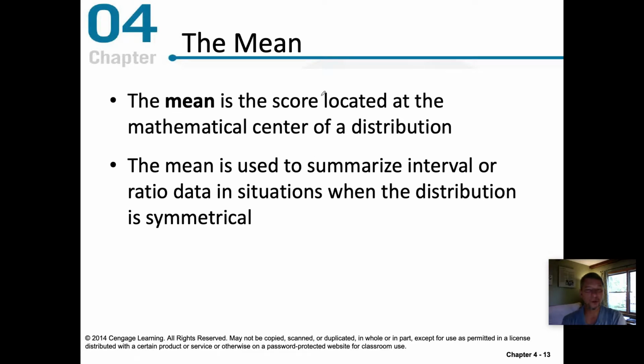The mean is used to summarize interval or ratio data in situations when the distribution is symmetrical. So in a normal distribution, this is the most accurate and the most useful description of data if the data is in interval or ratio form, and when the data is indeed symmetrical.